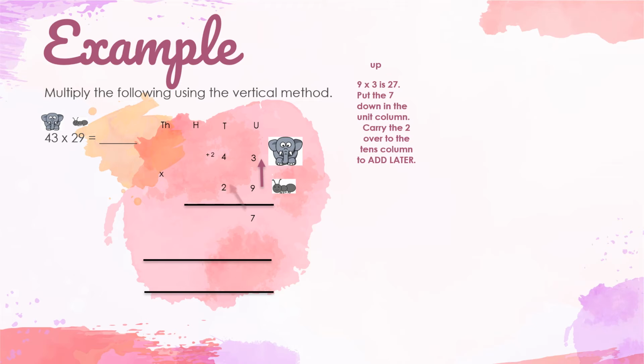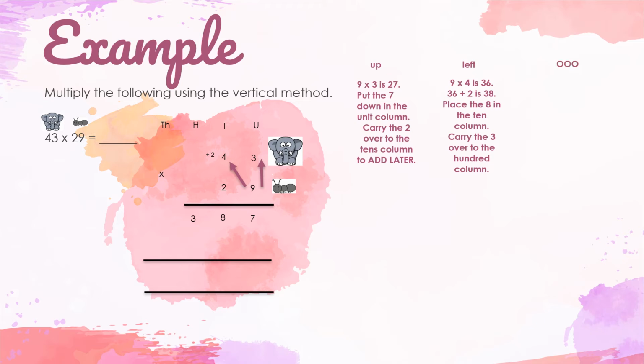The next dance move is right, or left. 9 times 4 is 36. Now we add our little 2 that we've carried over, so 36 plus 2 is 38. Place the 8 in the tens column and carry the 3 over to the hundreds column.